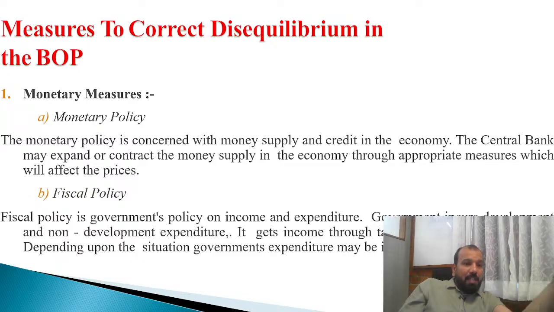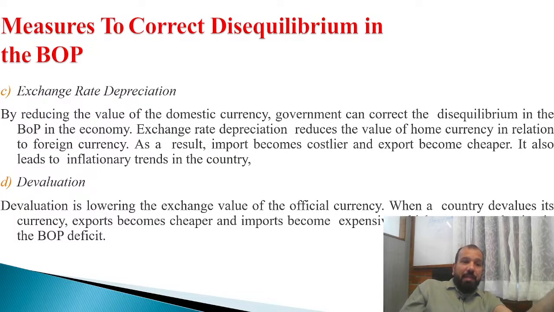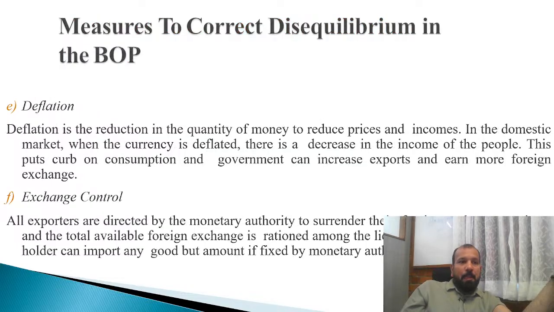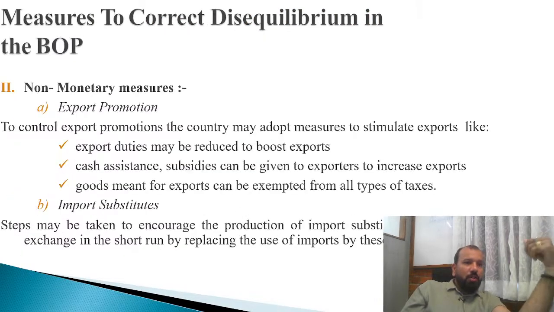So these are the measures: monetary policy, fiscal policy, exchange rate depreciation. If the currency has been devalued or depreciated, we will not be importing as many products and services, so we will be looking for more exports. Devaluation, deflation, exchange control, and non-monetary measures. We have to promote exports. The government of India has started schemes like ODOP, One District One Product. We have special economic zones. We used to have EPZs, export promotion zones. So we have to promote exports.